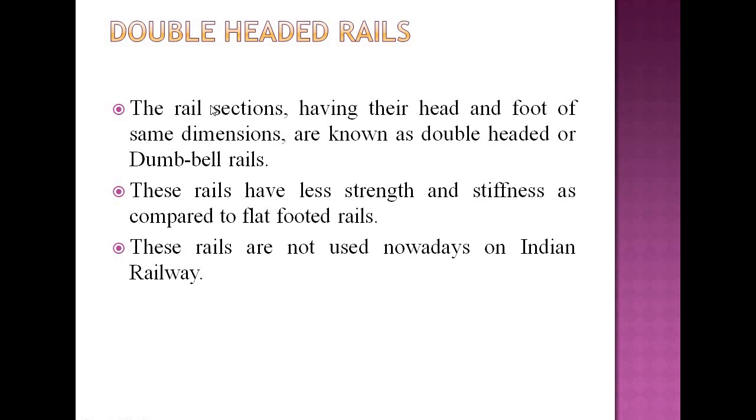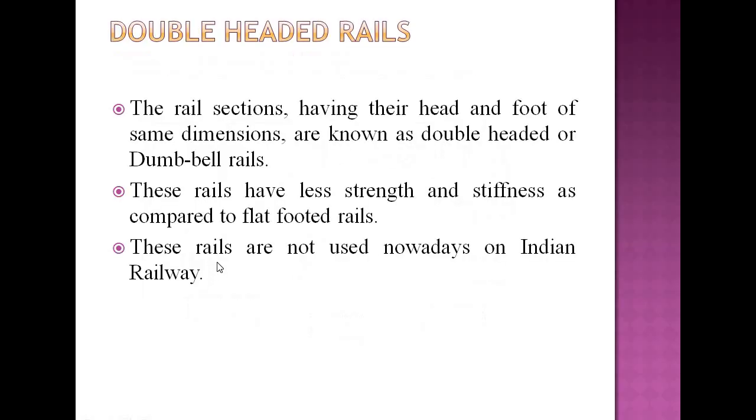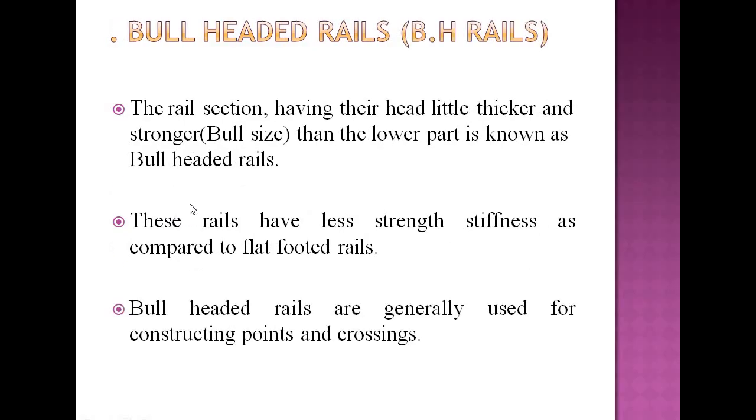In double-headed rails, the rail sections having their head and foot of the same dimensions are known as double-headed rails. That is, both the top and bottom, the head and foot, have the same dimension. These rails have less strength and stiffness as compared to flat-footed rails. These rails are not used nowadays on Indian Railways. The second type is bull-headed rails. The rail section having the head a little thicker and stronger than the lower part is known as bull-headed rails. These rails also have less strength and stiffness as compared to flat-footed rails. Bull-headed rails are generally used for constructing points and crossings.